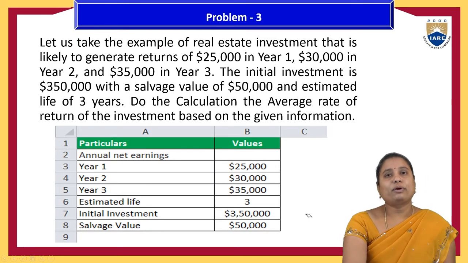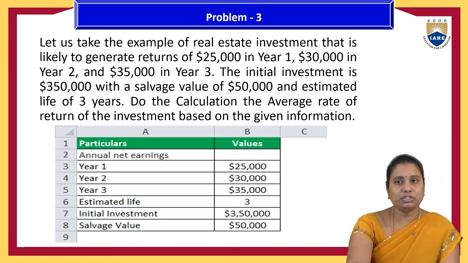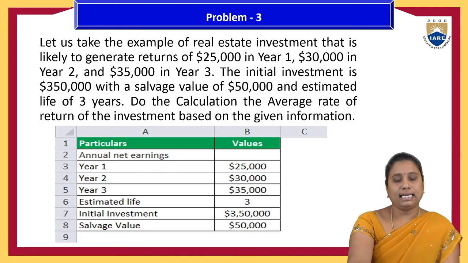So next one, problem 3. Let us take the example of a real estate investment that is likely to generate a return of 25,000 in year 1, 30,000 in year 2, 35,000 in year 3, and the initial investment of 3,50,000 with a salvage value of 50,000. And estimated life is 3 years. Is the calculation of the average rate of return possible on the given information or not, and what is the average rate of return we have to calculate.